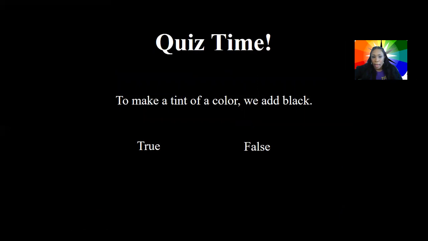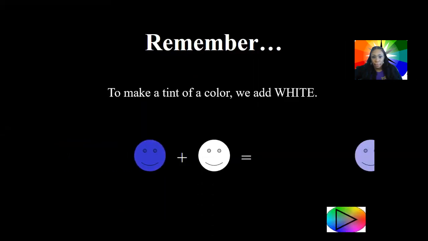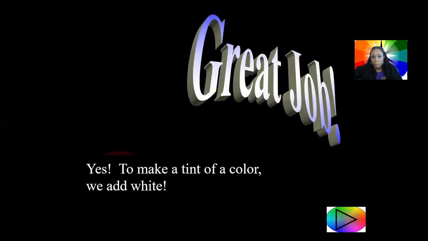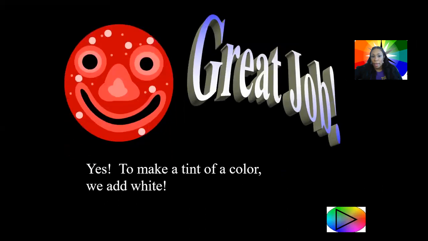Quiz time: to make a tint of a color, we add black. True or false? All right. So to make a tint of color, we add white, not black. All right. Cool beans.